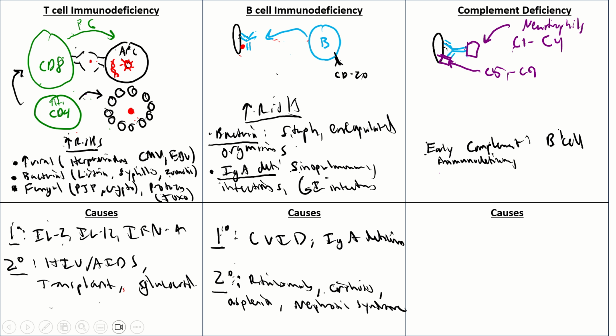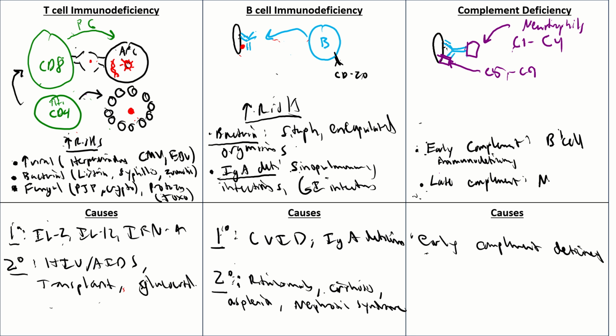So early complement deficiency is actually a huge risk factor and can cause lupus in and of itself. And with that early complement deficiency, you'll actually have risk for your encapsulated organisms as well as staph. Late complement is a little bit different, and with late complement, there is a much higher risk for Neisseria infection. So these patients may get Neisseria meningitidis. These patients may get disseminated gonorrhea from secondary Neisseria.